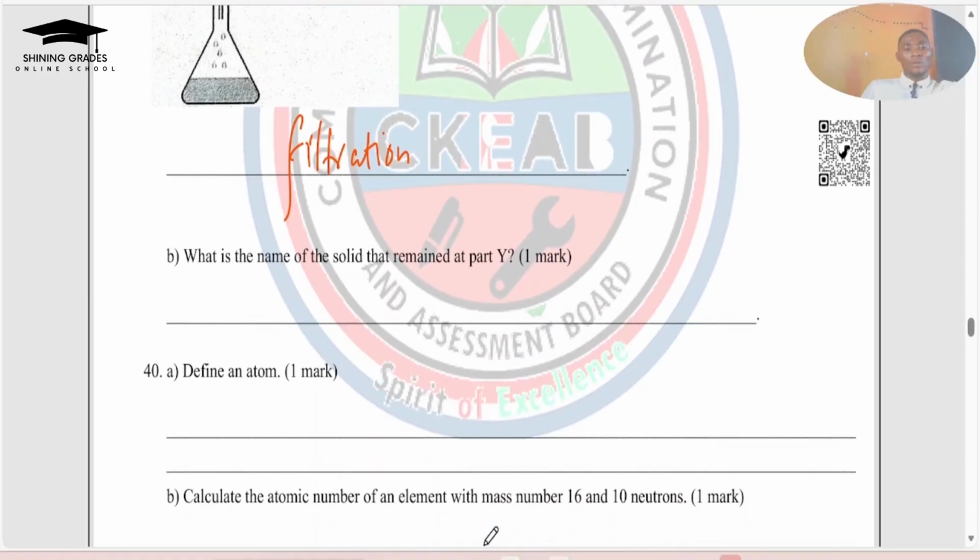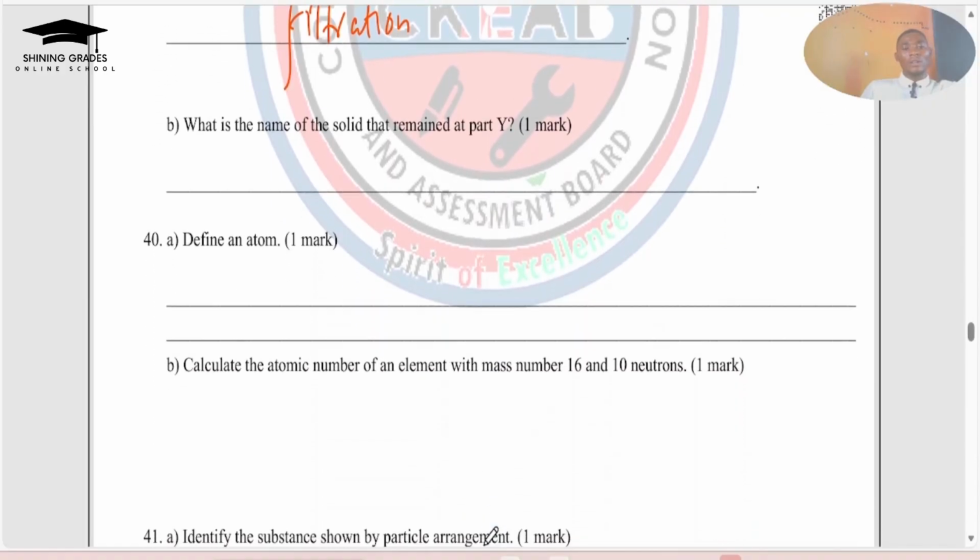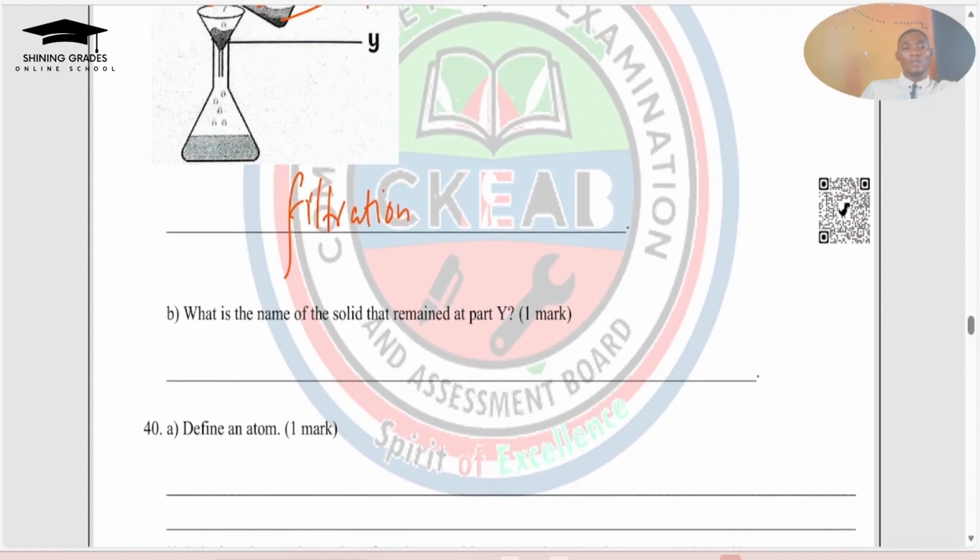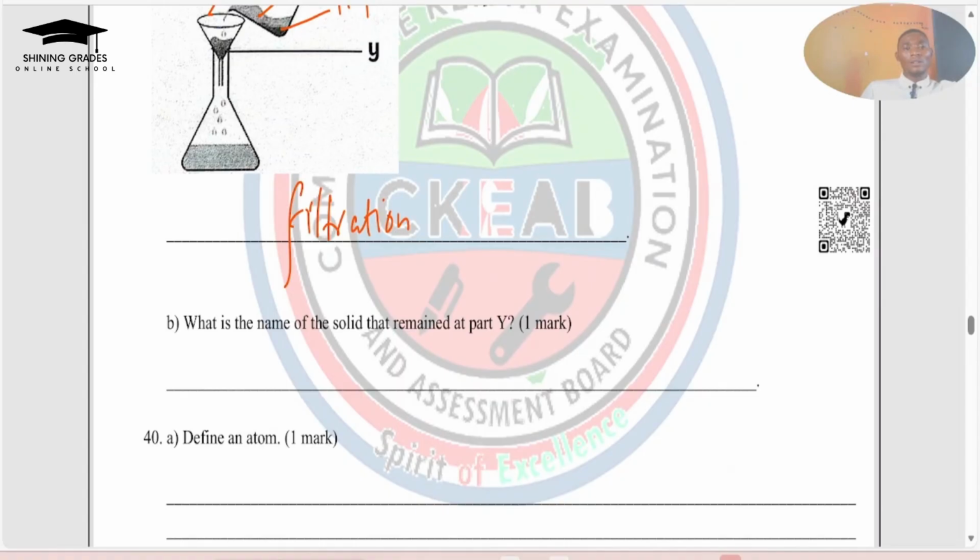B. What is the name of the solid that remains at part Y? You can see part Y where it is. The solid that remains at that part is what we call a residue.